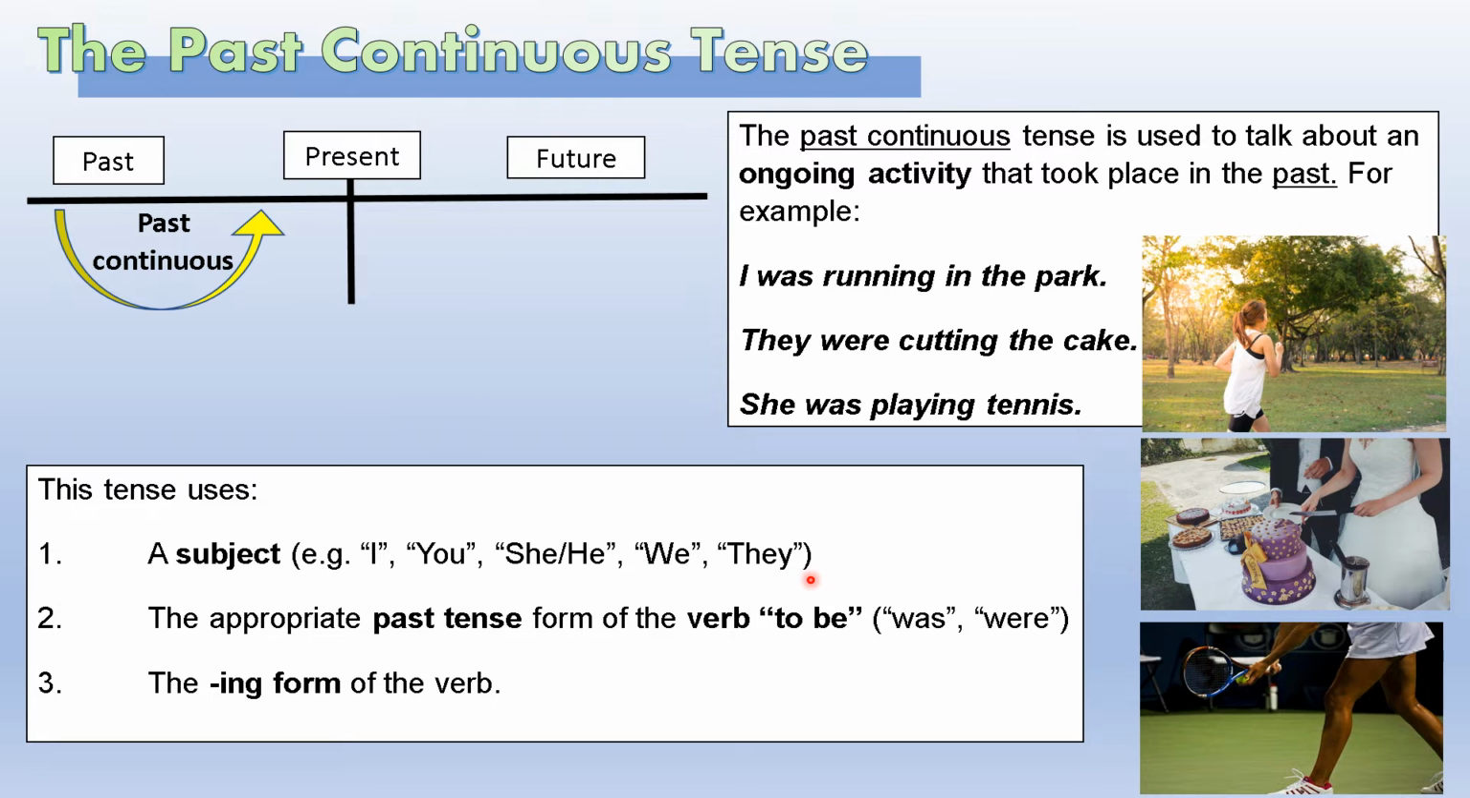This tense uses a subject, so I or you or she or he or they or we, and the appropriate past tense form of the verb to be. So for first or third person singular, it's was. I was, she was, he was. In every other case, it's were. So we were, you were, they were. And this tense uses the ing form of the verb. So running, cutting, playing in these examples.